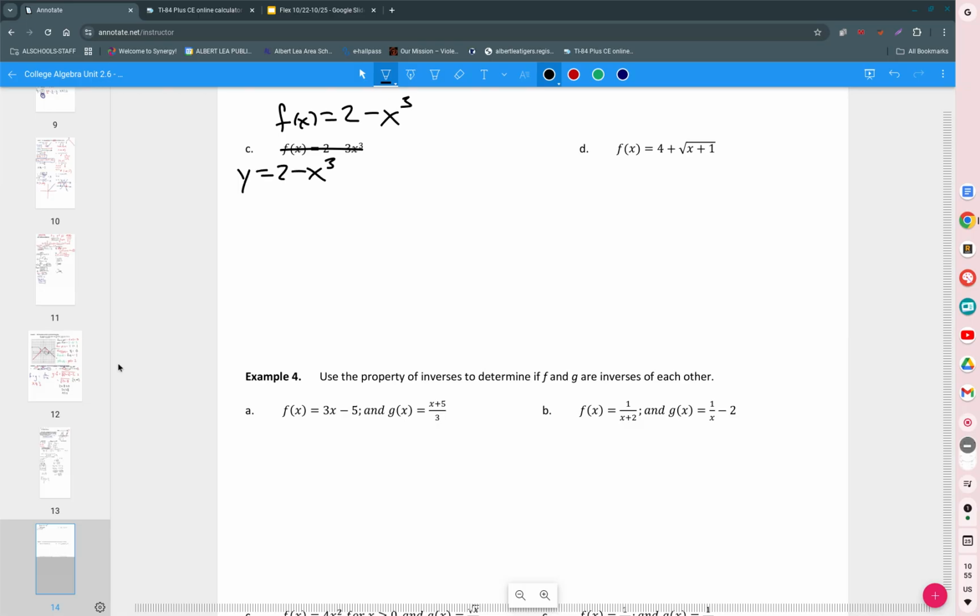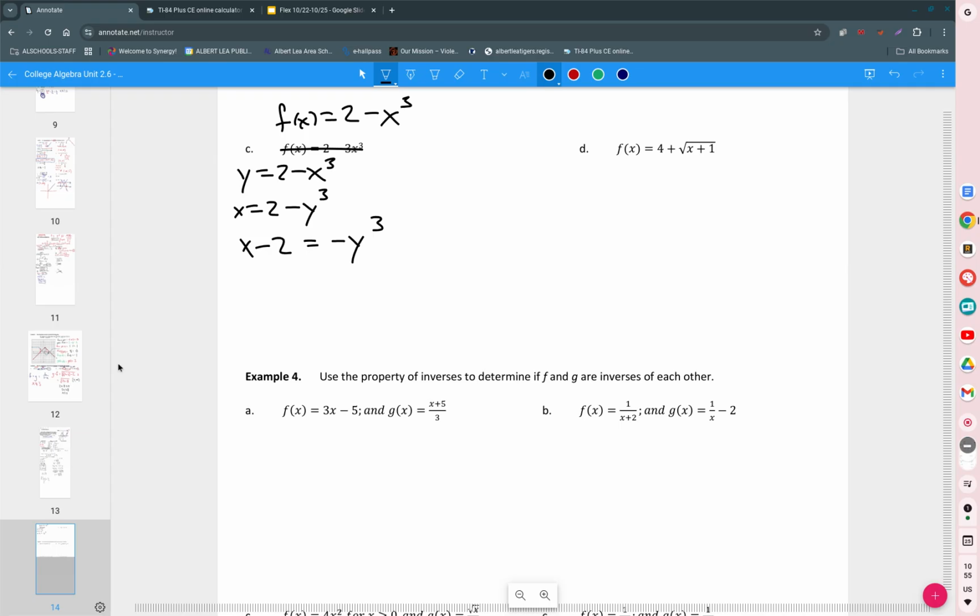What I'm going to do is switch the x and the y values. So this becomes x is equal to 2 minus y cubed. Again, the goal is to solve for y because that will be the inverse. Somebody help me out. X minus 2 is equal to negative y. Good, subtract 2 from both sides.